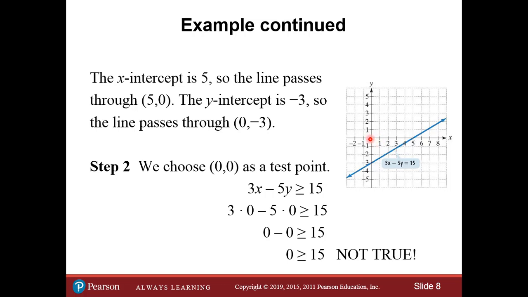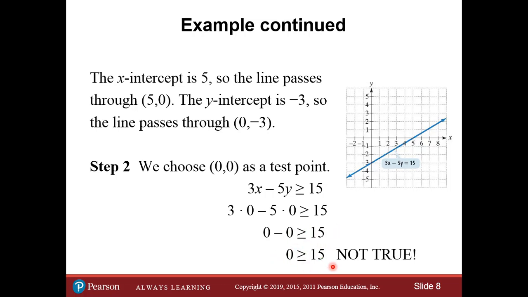So again, easy point to use. It's very easy because it just makes everything go to 0. So if we plug in 0, 0, we get what? We get 0 here, and we get 0 here. And so we get 0. And so in this case, we get 0 is greater than or equal to 15. Well, is that true? Well, of course not.